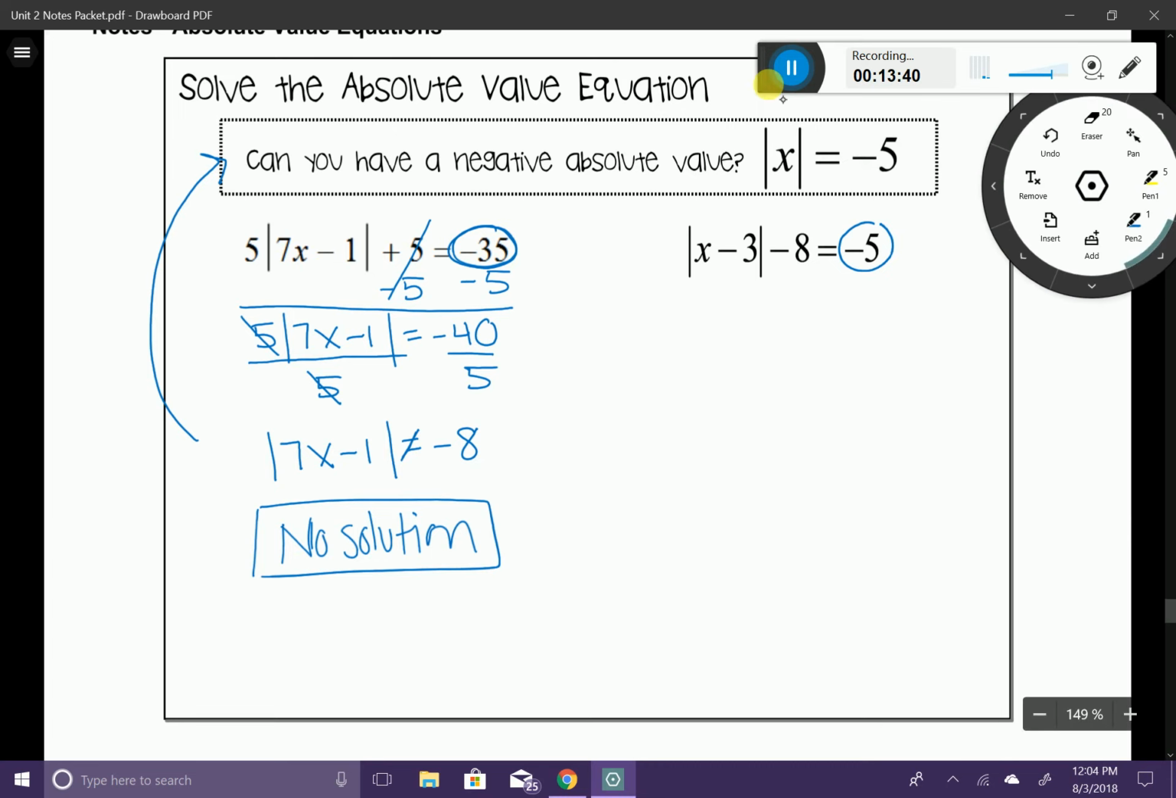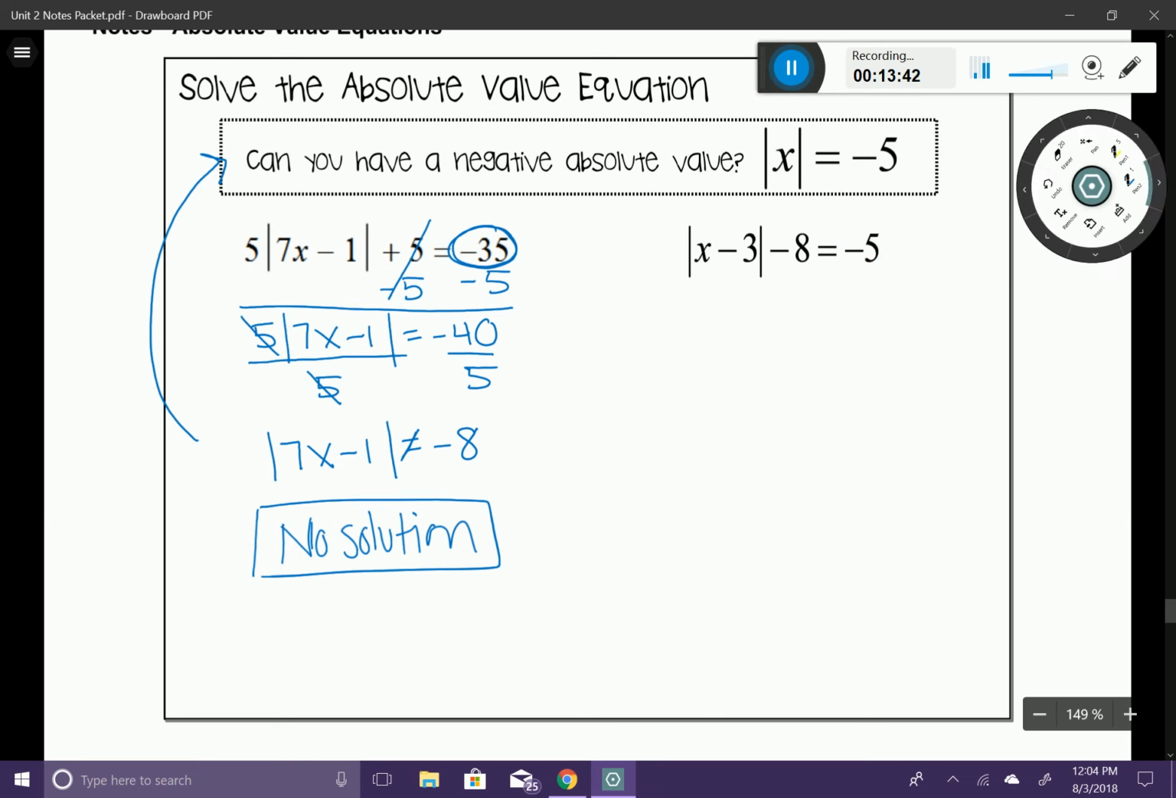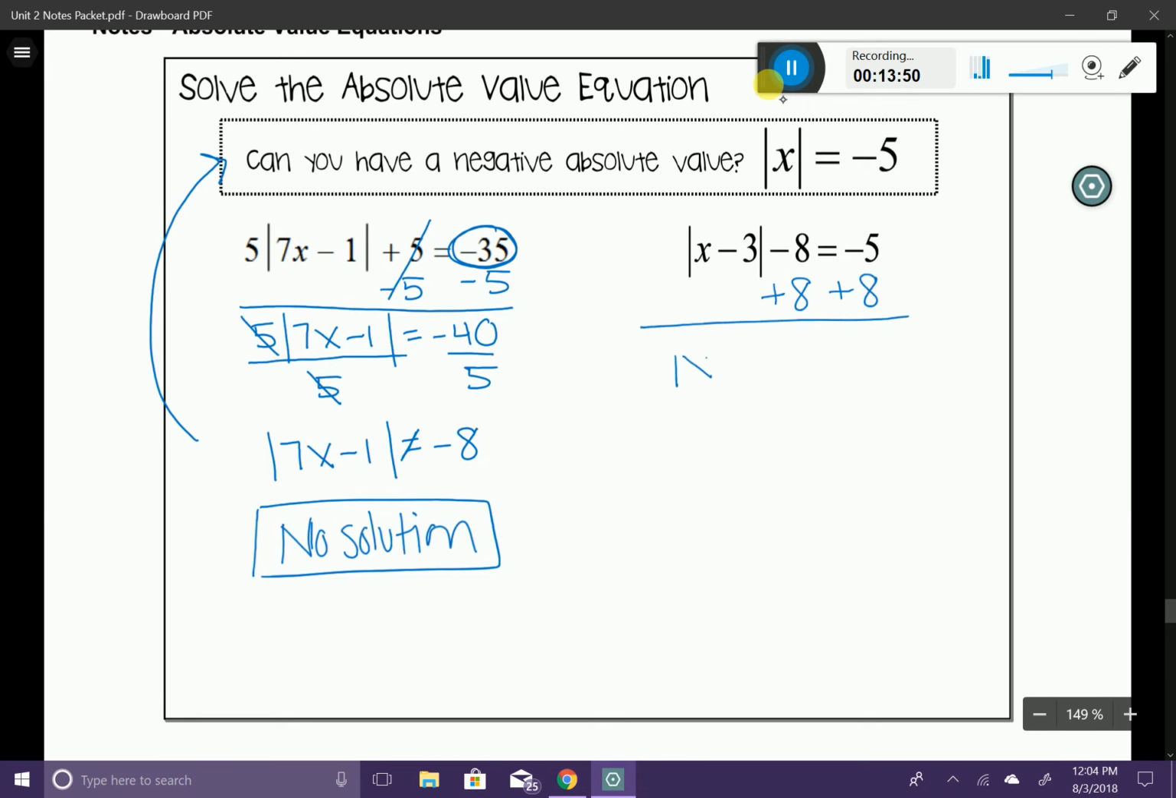I'm going to start this problem by adding 8, just like I would normally. Do you see what that did? I'm going to go ahead and write x minus 3. But then negative 5 plus 8, it actually brings me into the positive numbers. So just because that number was negative does not mean that this is going to lead to a no solution problem. You have to actually do the problem. This is a perfectly workable problem now.